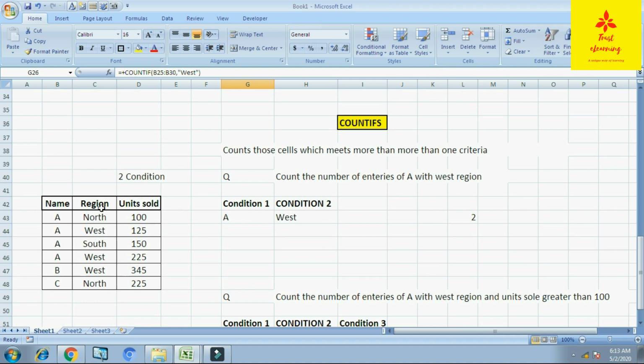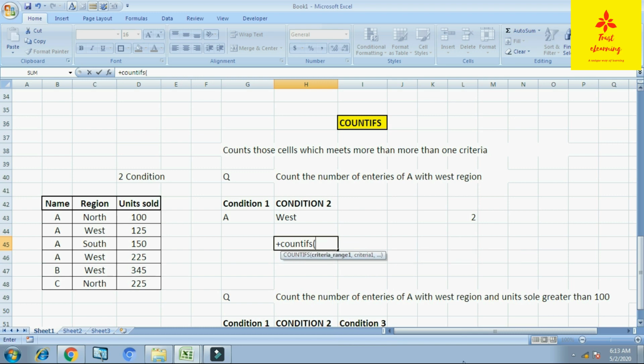Here again the same data is here: name, region and units sold, and I have a preset question which says count the number of entries of A with West region. So I have two conditions here. First, I have to count the entries of the person named A. This will be my first range and A will be my first criterion. And the second condition is West region. Let's see how it works.